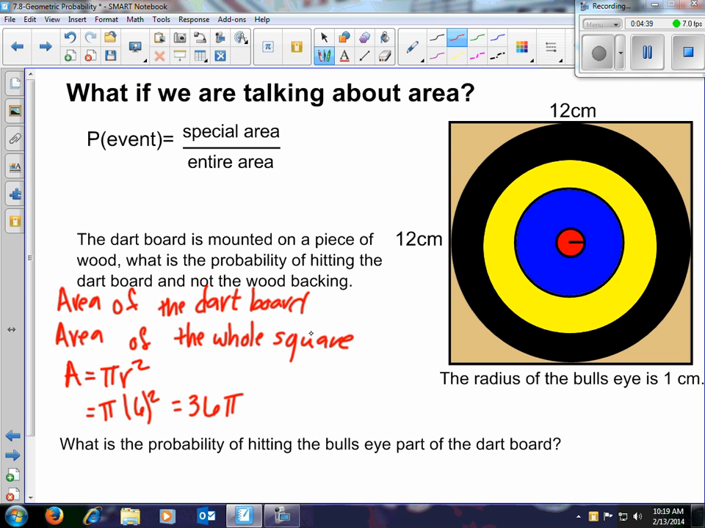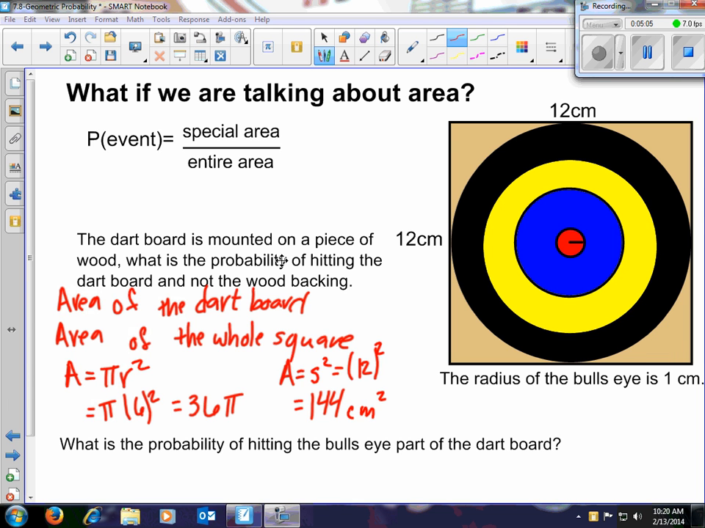Now I need the area of the backing, and we are just going to find the area of a square. And the area of a square is equal to our side squared, which is going to equal 144, because our side is 12. So we have 12 squared, which again is 144, and we need our label, which is centimeters squared.